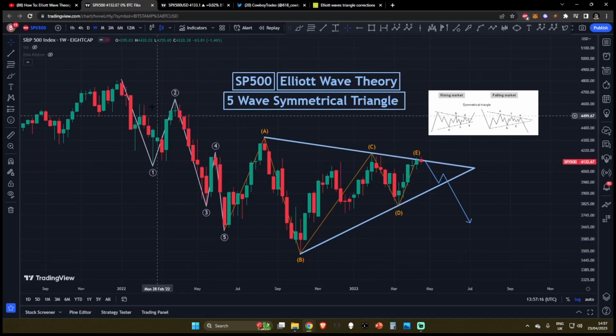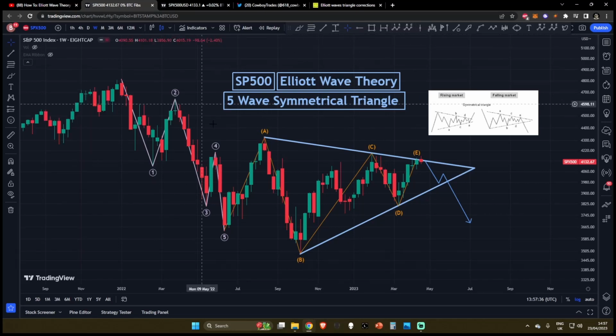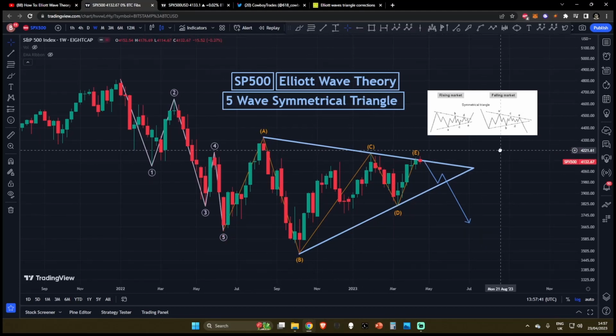Now, if you're wondering how I've marked my charts with these 5 waves and these A, B, C, D, E corrections, you can simply come over to the left side of the screen, look at patterns on TradingView, and you can see you have your Elliott Wave 1, 2, 3, 4, 5 impulses, A, B, C, D, E, WXYs, and ABC WXYs over here. So just favorite a few of these and you can find them up at the top of your TradingView bar. As you can see, we are currently trading in a 5-wave symmetrical triangle.